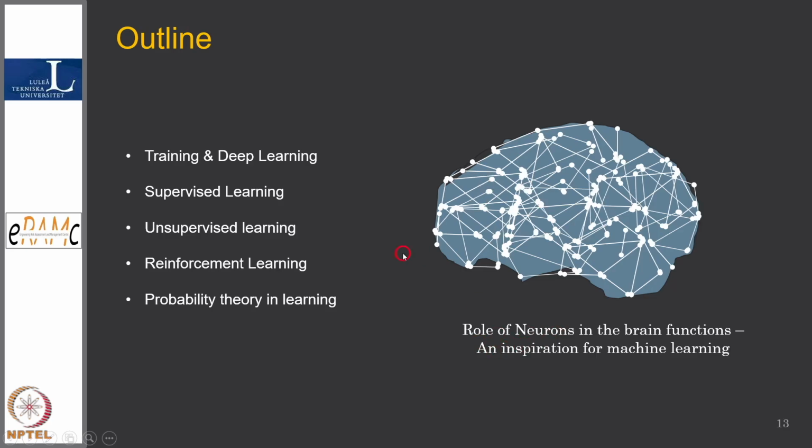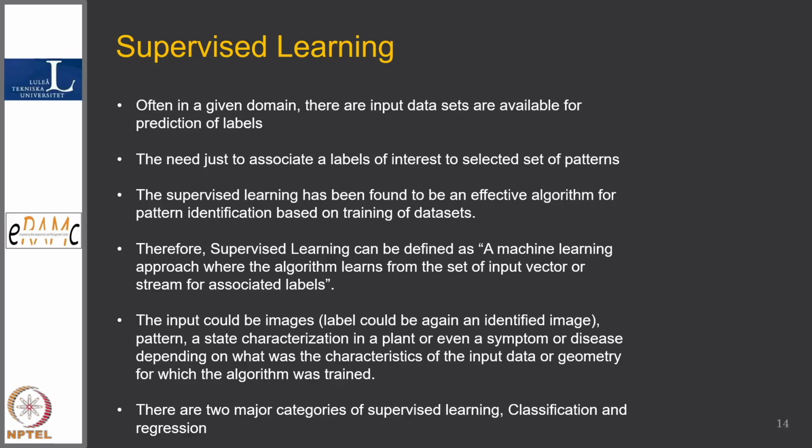As you can see here, we also have training and deep learning, which happen due to neuronal communication: supervised learning, unsupervised learning, reinforced learning, and probability theory in learning. Probably this will be taken to the next lecture, because it is a vast topic. It will require two lectures, but we will make the beginning in some sense. And now let us see what supervised learning is.